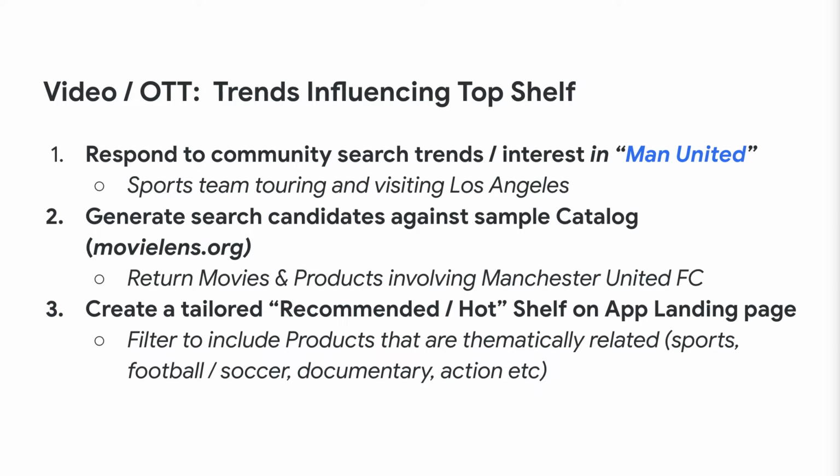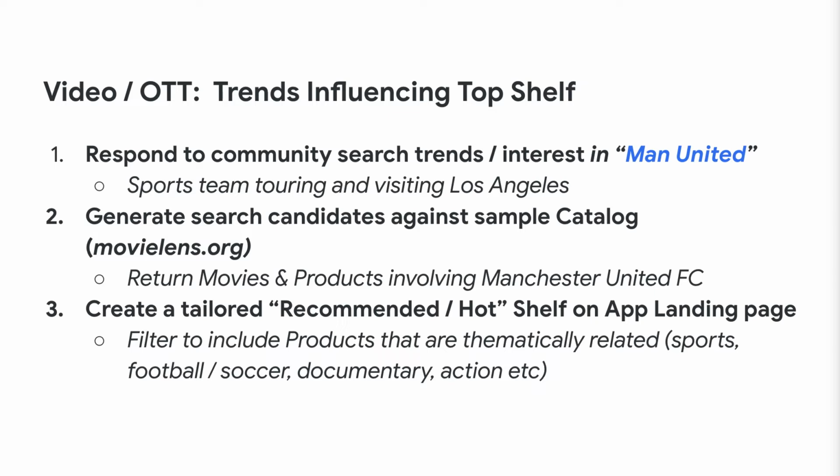This is where we'll focus our example. We'll identify the main ingredients to building a top-shelf widget for a fictitious video/over-the-top application, one which highlights video content in our catalog deemed most relevant to trending views, news, or viral search interests. That is, starting with item number 1, we'll need to respond to recent local community search trends related to the term, quote, Man United, unquote.